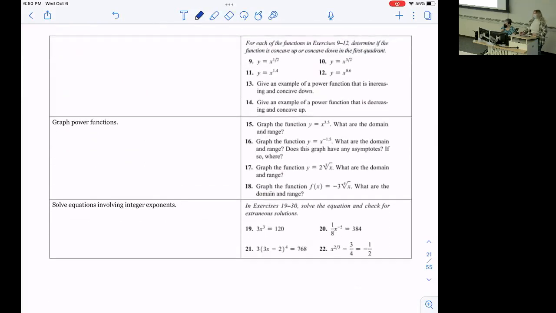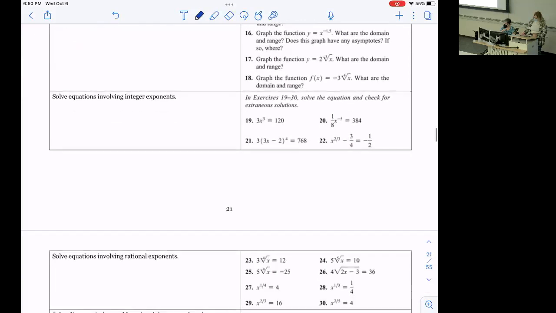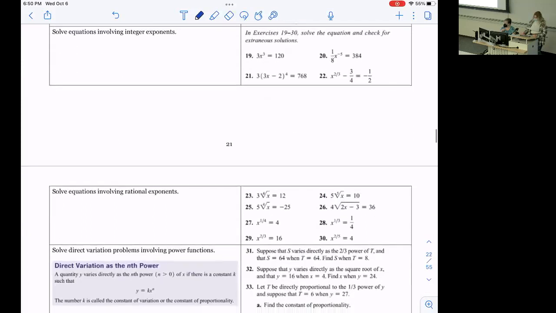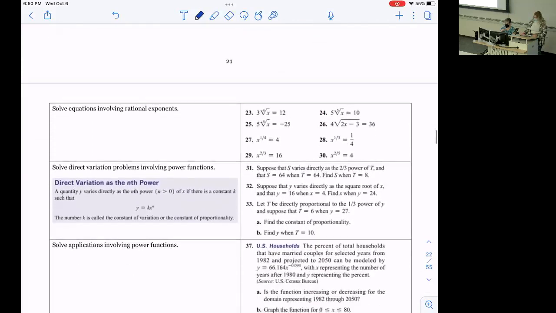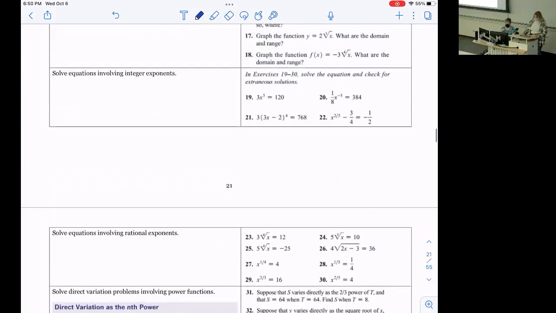Okay, graphing power functions, that's just a matter of making sure you can get it into your calculator. So work with a tutor or your course embedded consultant if you're having difficulties with that. How about questions 19 through 22, solving equations involving integer exponents? Questions there. How about solving equations involving rational exponents? And if I've skipped over one, let me know. I had questions on number 20. Sure. Okay.